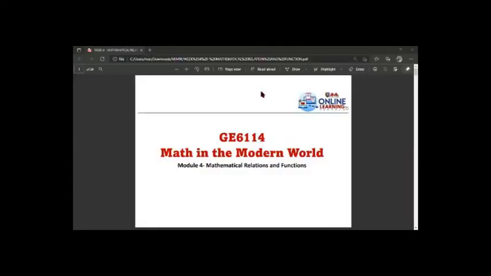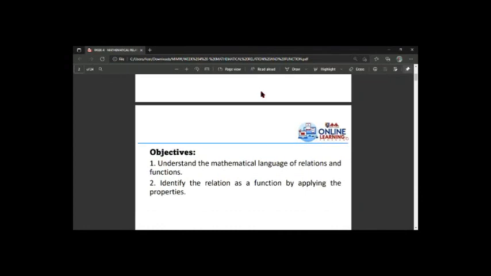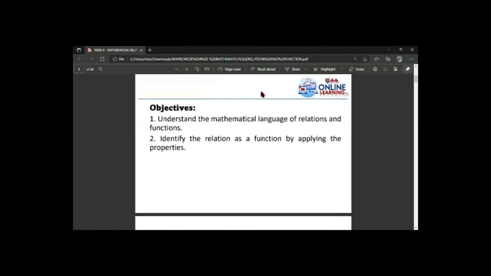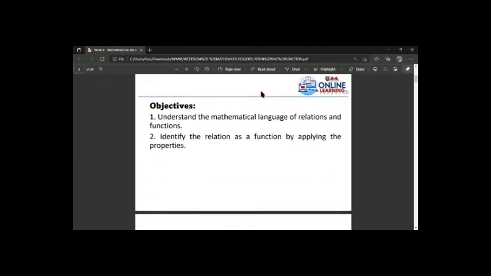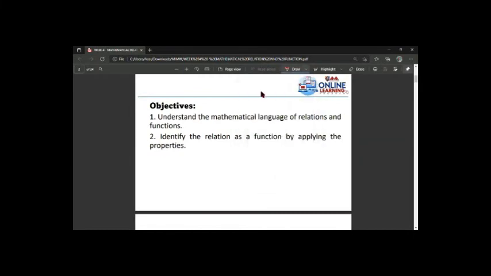Okay. So module 4 is all about mathematical relations and functions. So these are the objectives. So understand mathematical language of relations and functions. Then identify the relation as a function by applying the properties. Okay, so isa-isahin natin yan all throughout the lesson.